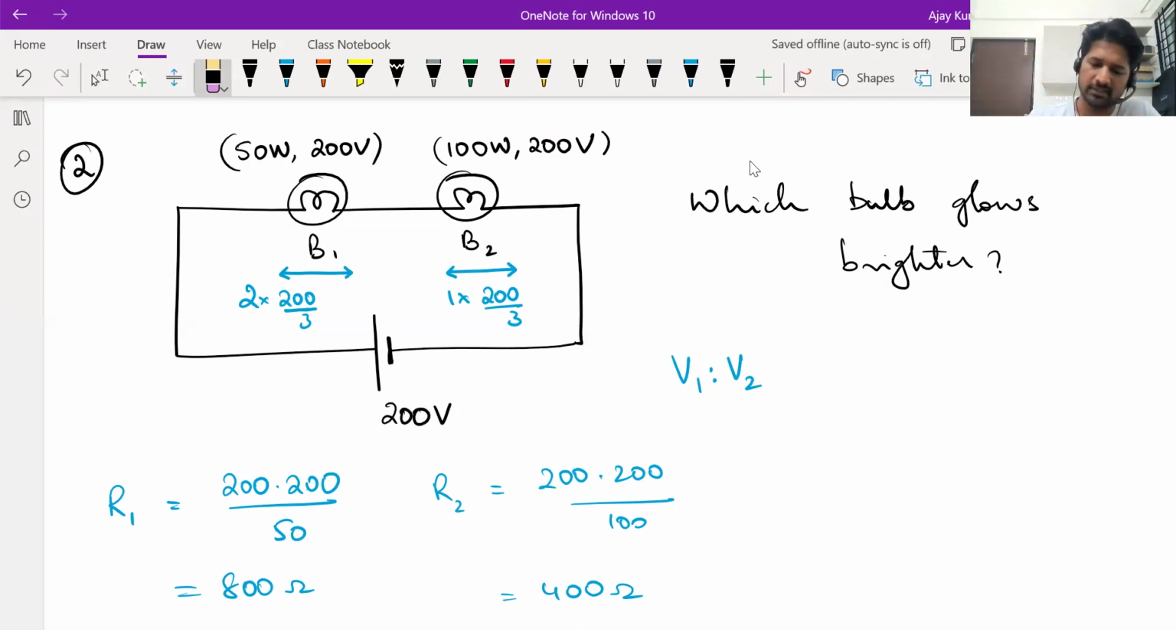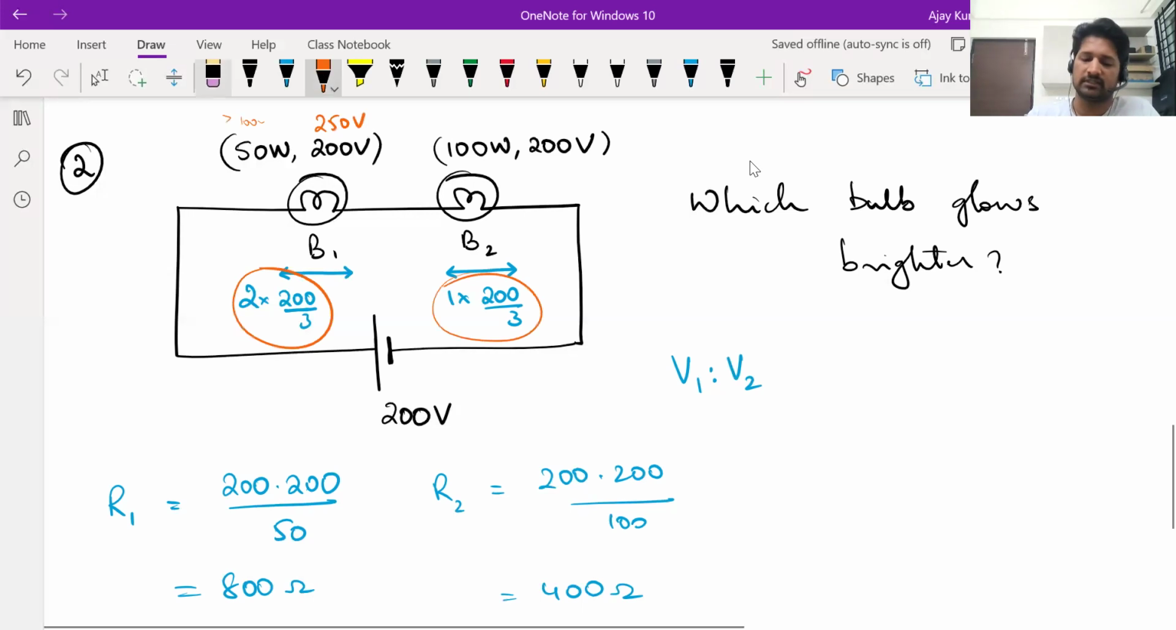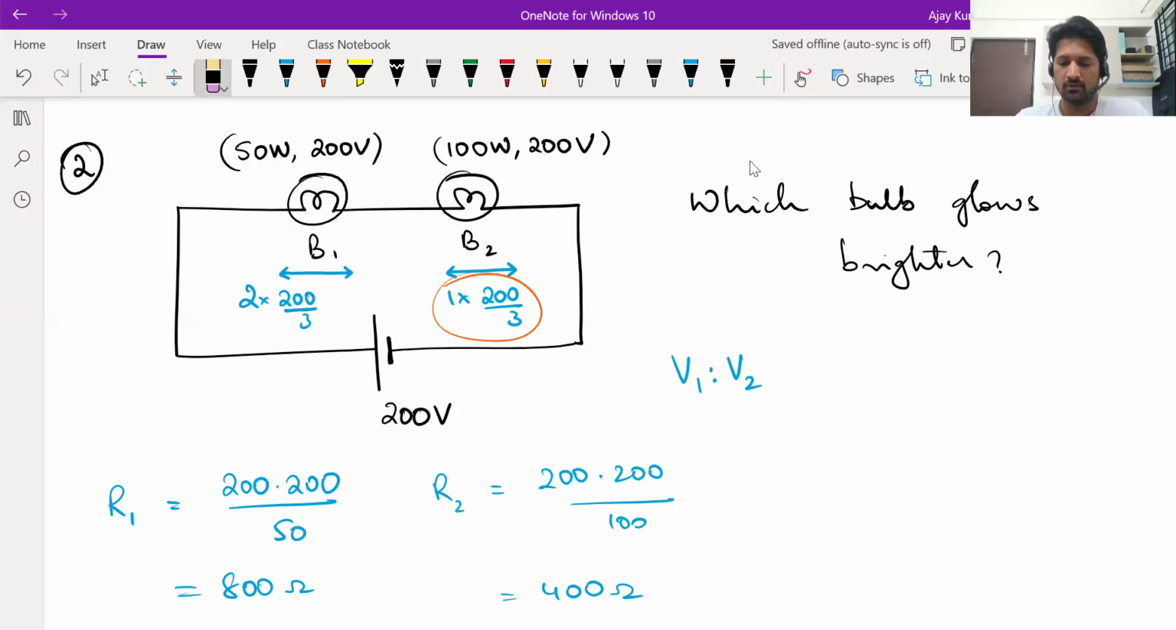But here you observe what is happening. The first bulb is getting a greater share than the second bulb. But simply because the first bulb is getting a greater share, we can't guarantee that it will glow brighter. Because with equal share, the first bulb was dimmer. At 200, the first bulb emitted only 50 watts. Second bulb emitted 100. So even if this is given 250 volts, there's no guarantee that this will emit more than 100 watts or more than the second bulb. So there's another factor. No, simply based on voltage, you cannot tell.